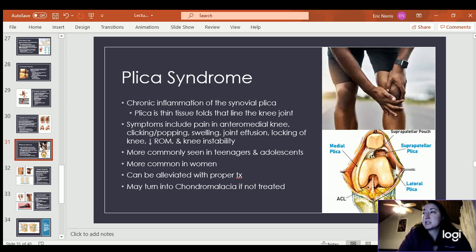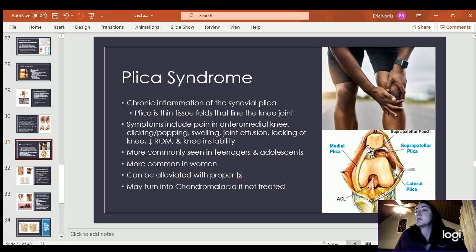So plica syndrome, first I'm going to explain what the plica is. Plica are thin tissue folds that surround the knee joint. There are 4 common plicas in the knee, and if they're chronically inflamed, then it can cause what is called synovial plica syndrome, which basically causes anteromedial knee pain. Again, the front and middle of the knee.